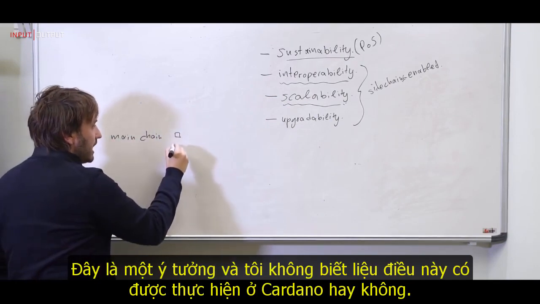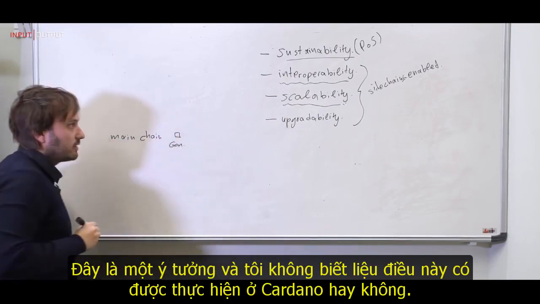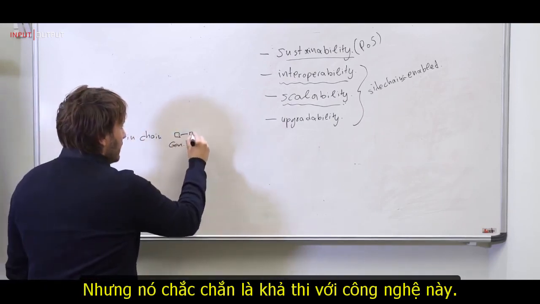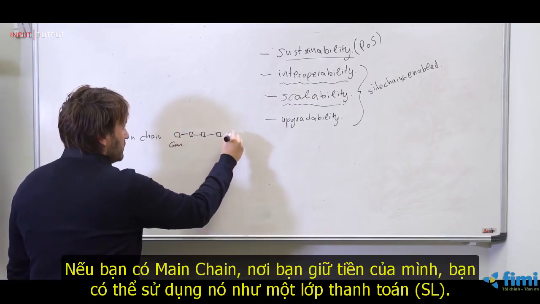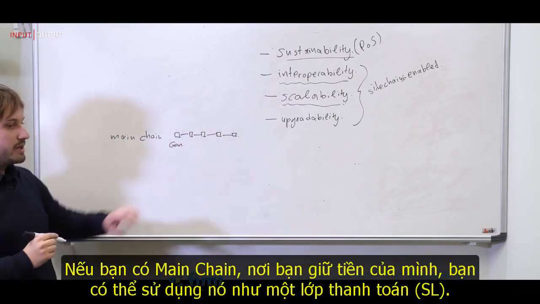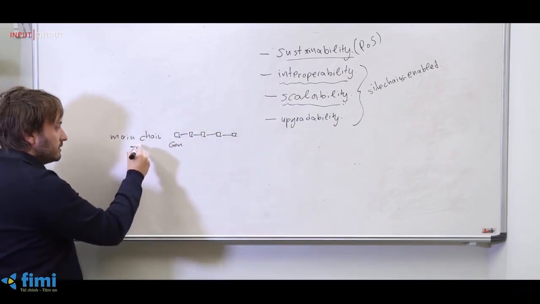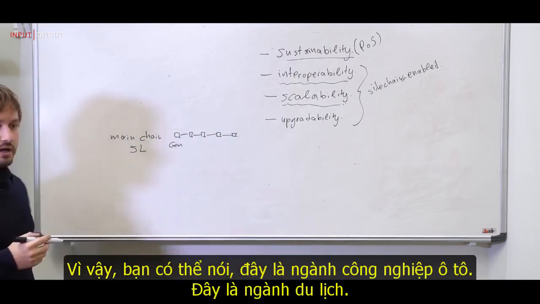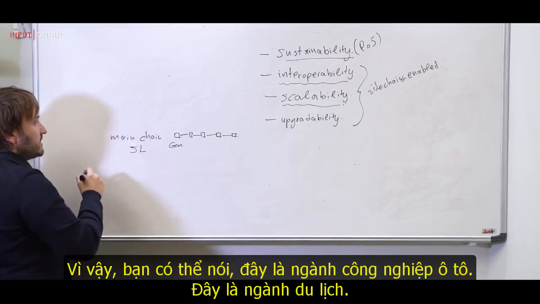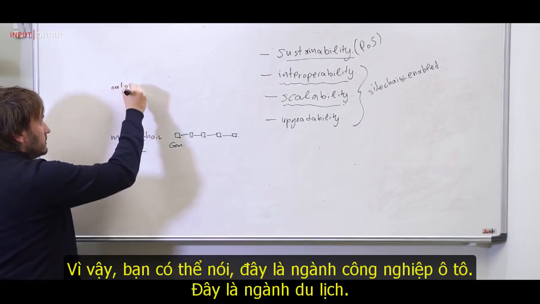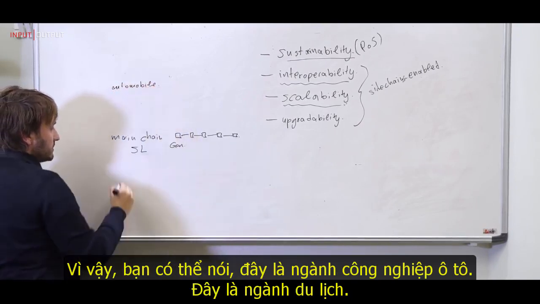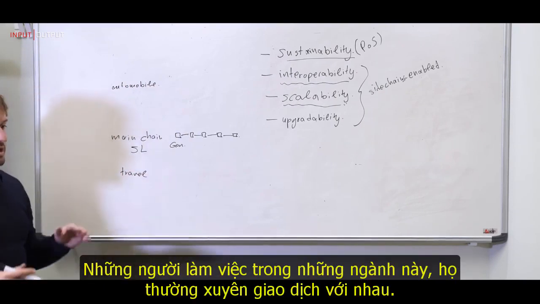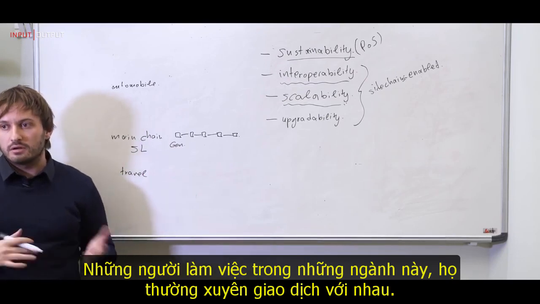So here's one idea, and I don't know if this will be implemented in Cardano, but it's definitely possible with this technology. If you have your main chain where you keep your money, you can use this as a settlement layer, and then you can create one sidechain per industry. So you could say, here's the automobile industry. Here's the travel industry. These people that work in these industries regularly transact with one another.